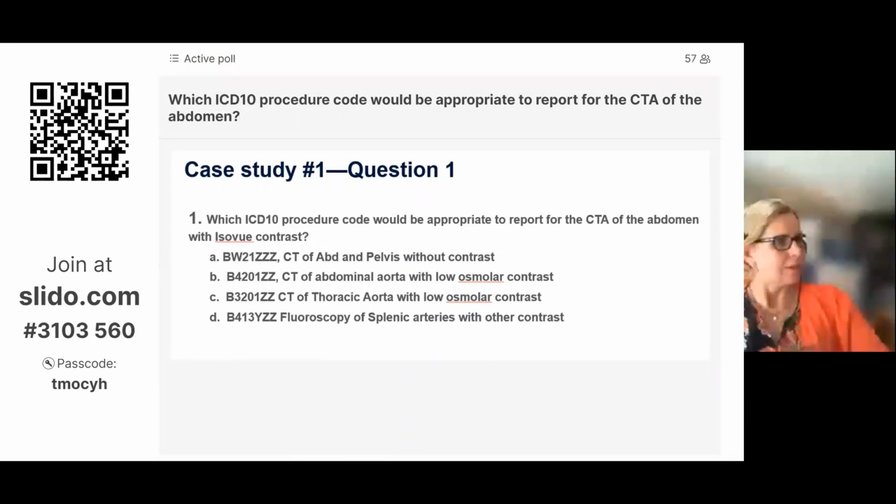I do see some hands raised. We will get to all questions at the end of the presentation. They may have been telling me their Slido was working. The code is TMOCYH to get into Slido.